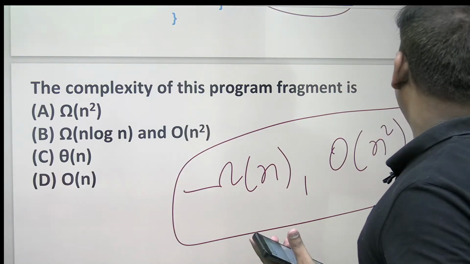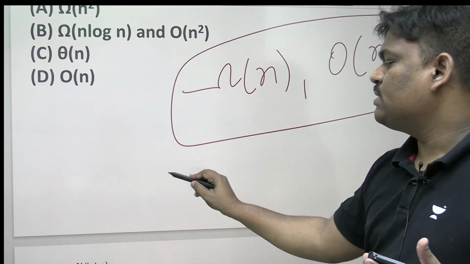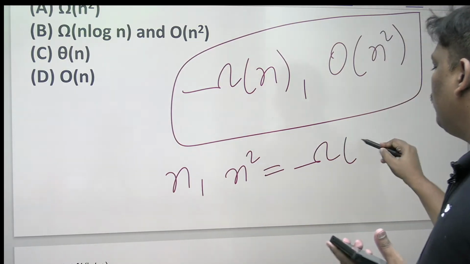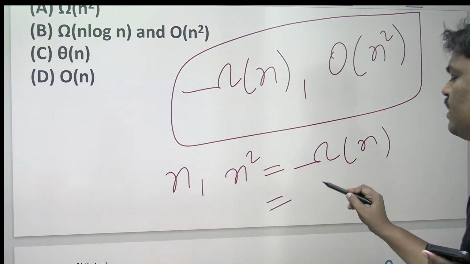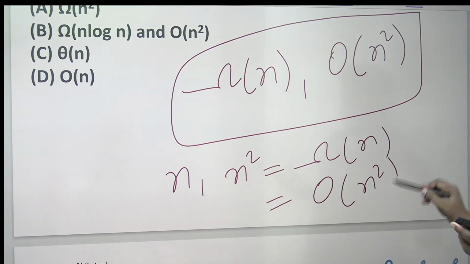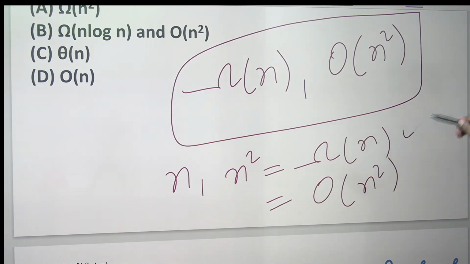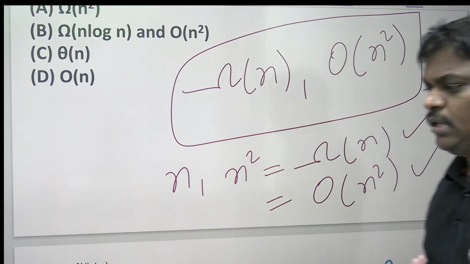Easiest way of saying: this program is having two behaviors. Sometimes n, sometimes n square. So this can be written as omega of n, and this can be written as big O of n square. Same thing I wrote. If you want, you can verify both: n is omega of n, true. n square is omega of n, true. n is big O of n square, true. n square is big O of n square, true. That is the meaning of that line.